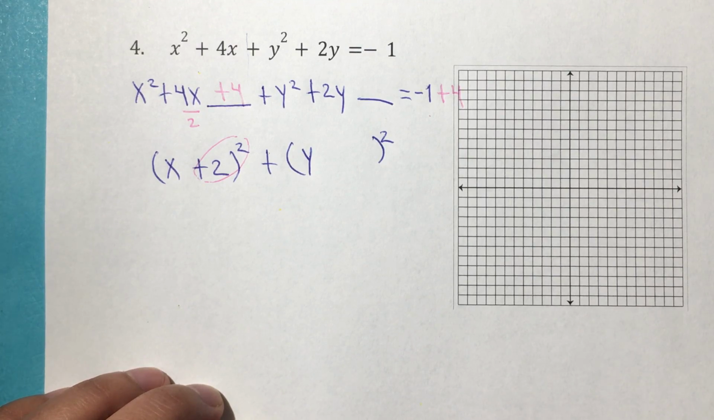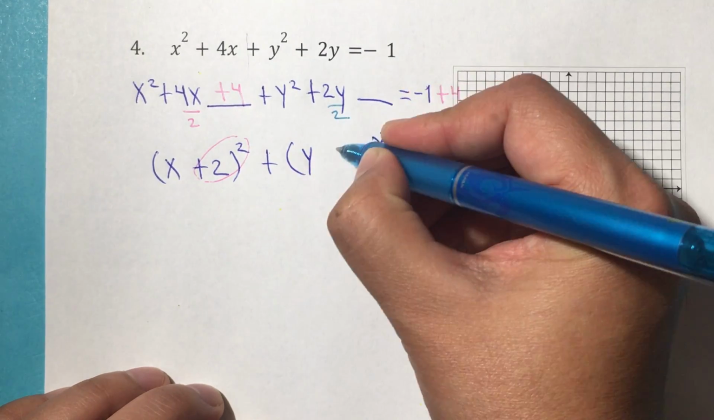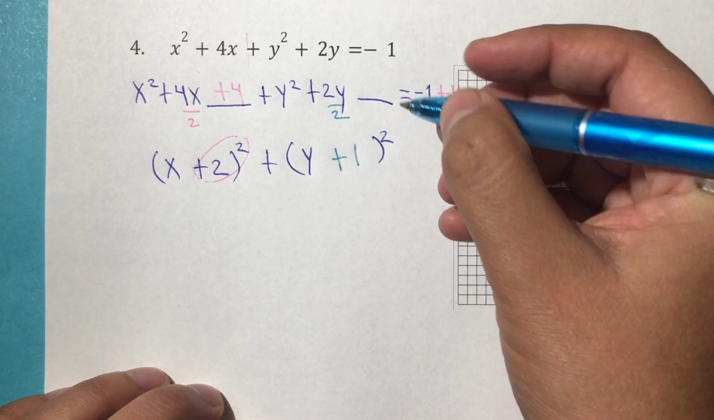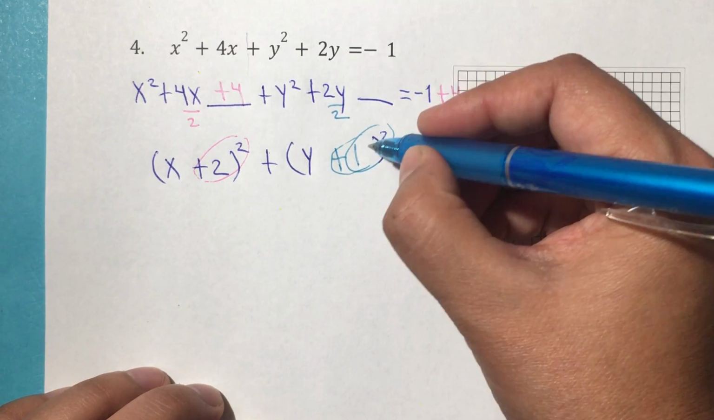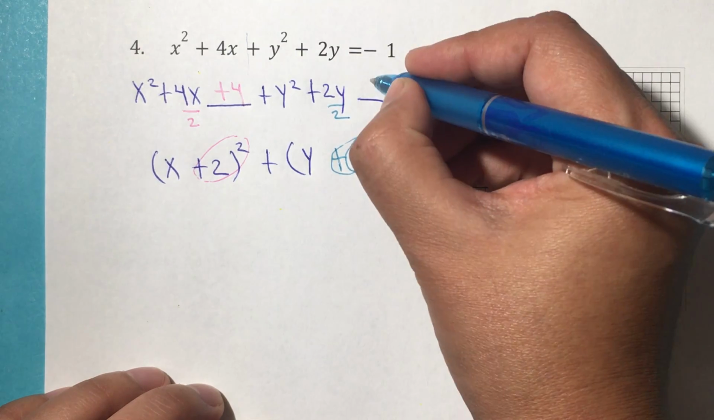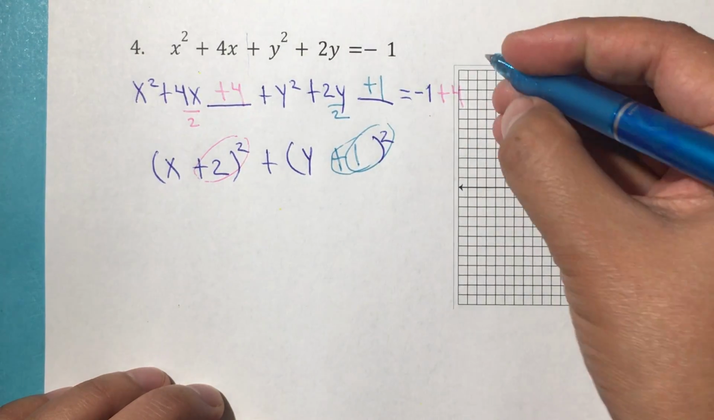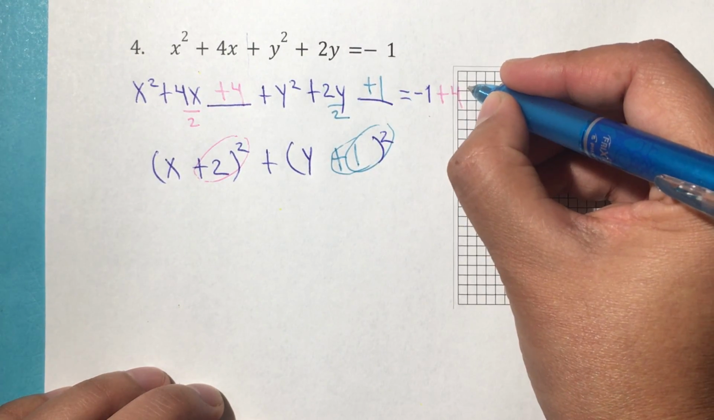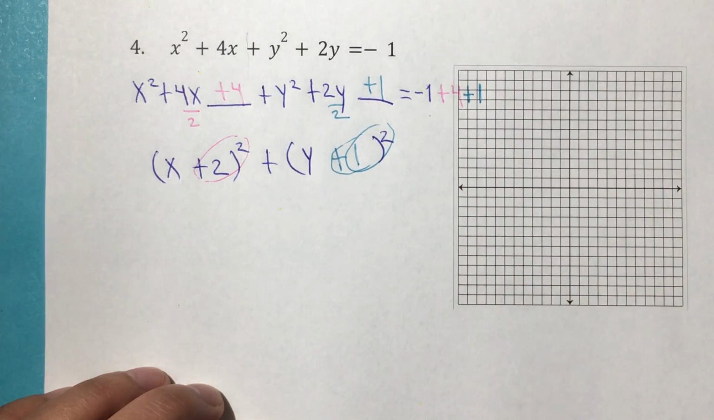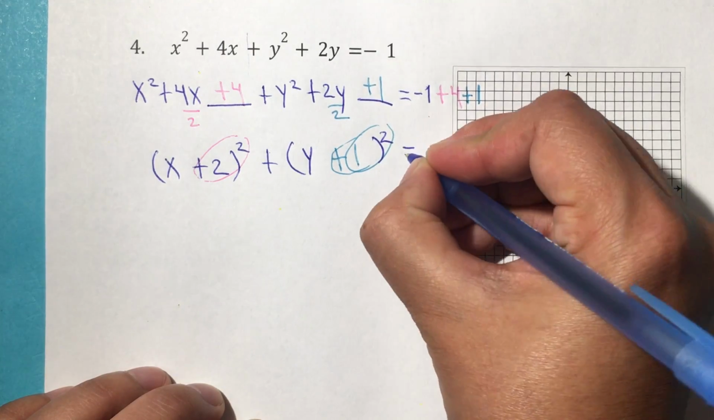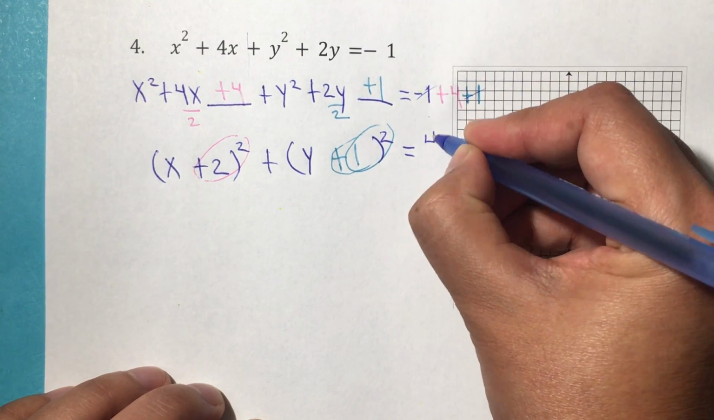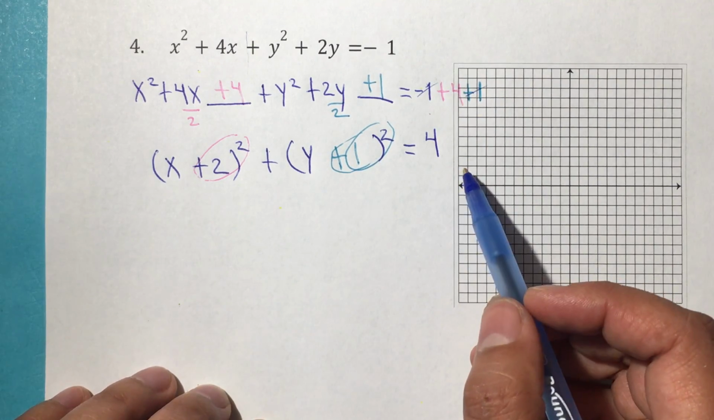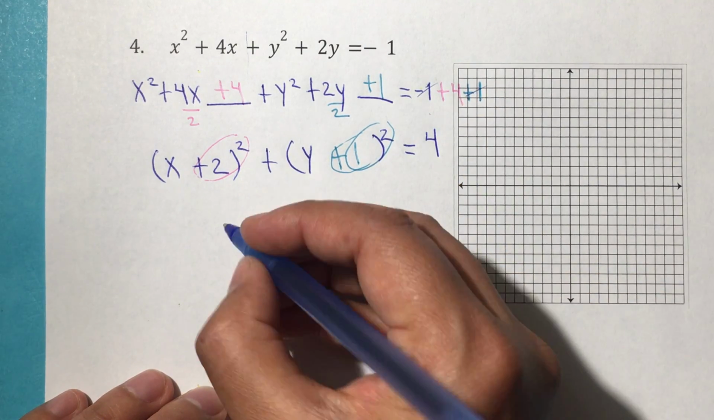For the other one, we divide by 2, and that's +1. Raise that to the second power, and actually including the sign, +1 times +1 is +1. But if we add it to the left of the equal sign, we have to add it to the right of the equal sign. Okay, so now we can see that -1 and +1 cancel, so we are left with 4 only, and we are all set to find our center and our radius.